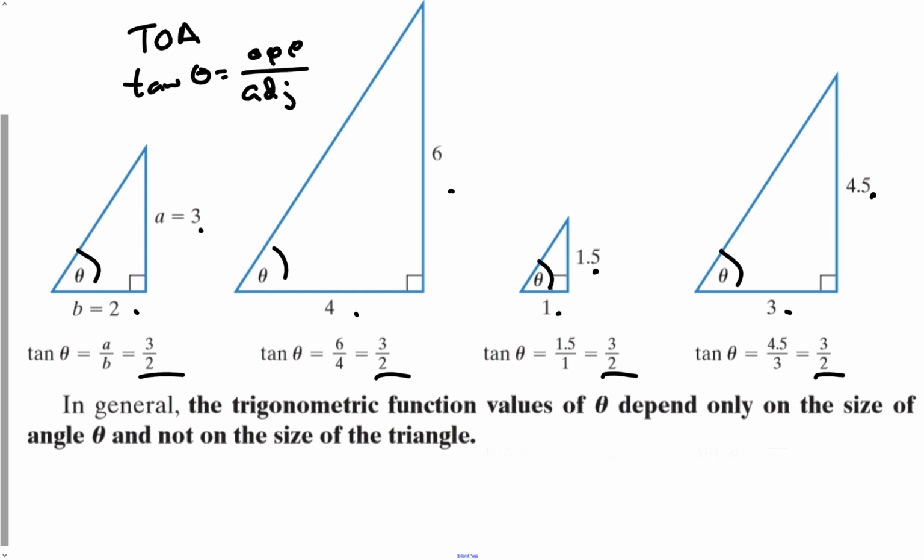So that gives us something very, very important, that in general, trigonometric function values of theta depend only on the size of the angle and do not depend on the size of the triangle, okay? Because these things are ratios. So that means that the tangent of this angle in this triangle and the tangent of this angle in this triangle are always going to be the same.